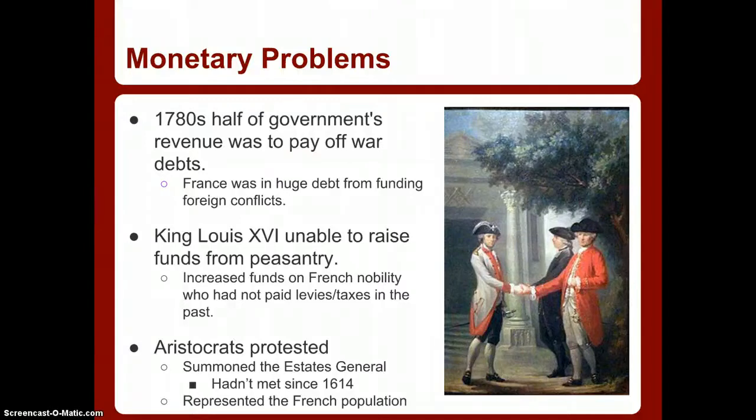Now King Louis XVI was unable to raise a lot of the funds needed from the peasantry. So what he did is he sought to increase funds on the French nobility, who had not previously paid levies or taxes in the past. So what happens? These aristocrats protested. They summoned what they called the Estates General, that we'll talk about. I'll show you a graphic here in just a moment to discuss this issue. Now they hadn't met since 1614, and the Estates General represented the French population.